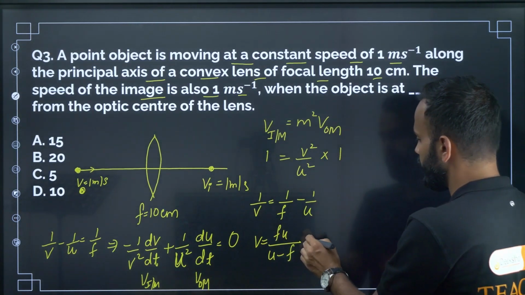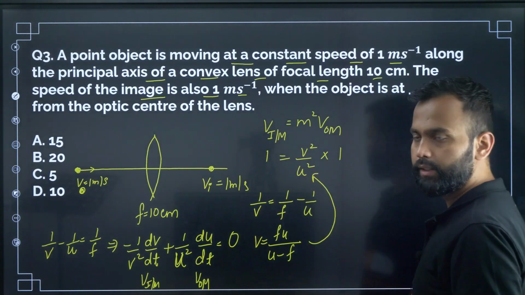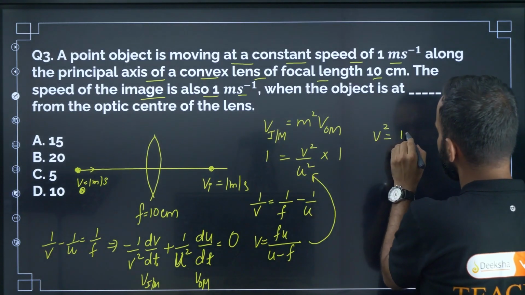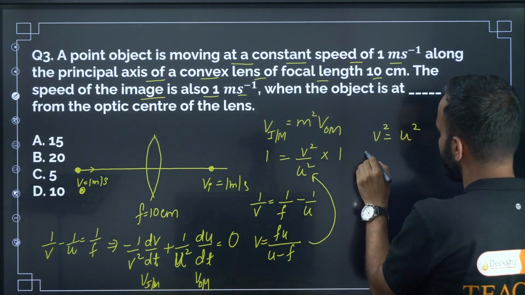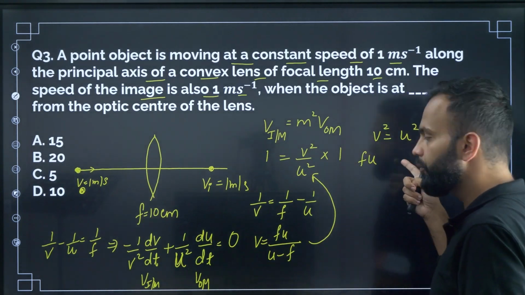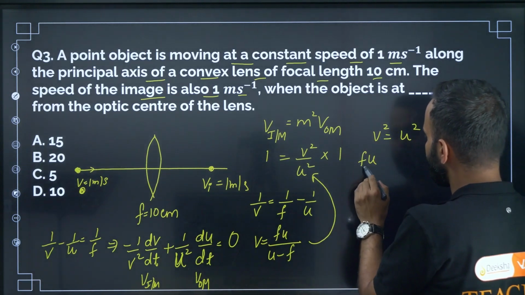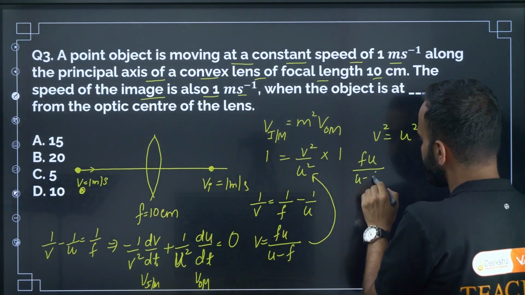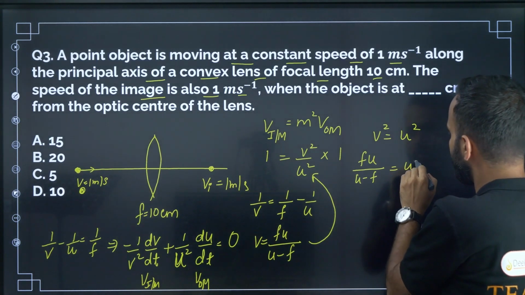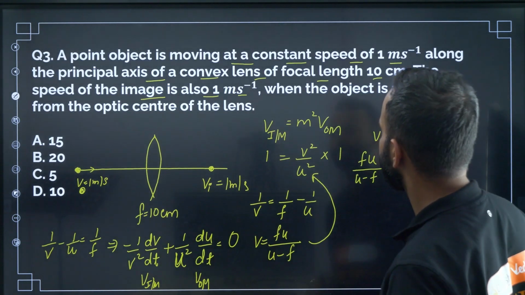Now substitute the expression of v into this equation. Now v squared is equal to u squared, right? Take the square root on both sides, it will be v equal to u only. So f into u divided by u minus f equal to u squared.